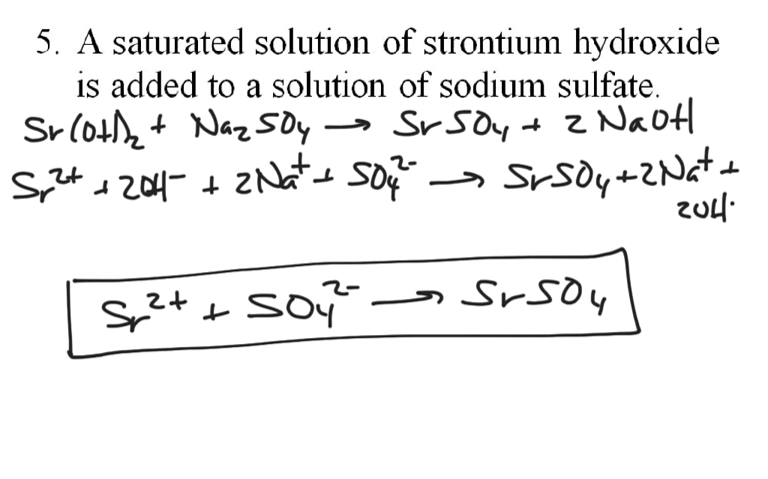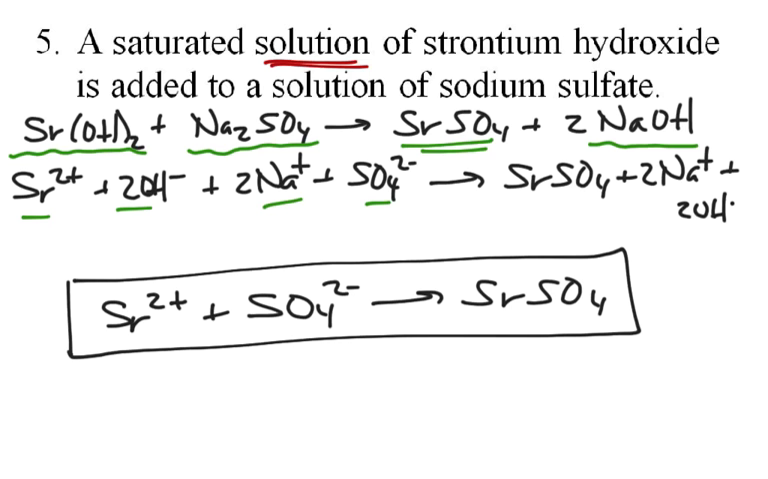For number 5, a saturated solution of strontium hydroxide. Okay, it's a solution. So since it's a solution, we're going to write Sr(OH)2, and it breaks up into ions. We have sodium sulfate. Sodium compounds are always soluble, so we're going to break that into ions. Switching partners, we have strontium sulfate, and we say, okay, sulfates are soluble except for CBS, and the S is strontium. And sodium hydroxide, all sodium compounds are soluble, so we get 2 sodiums and 2 hydroxides.